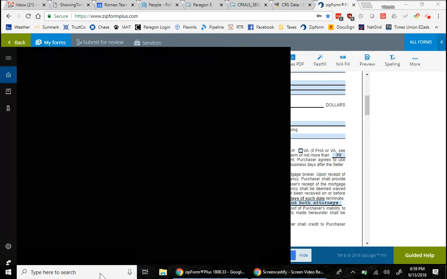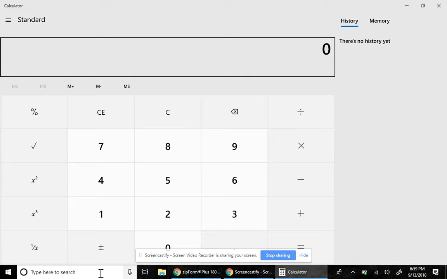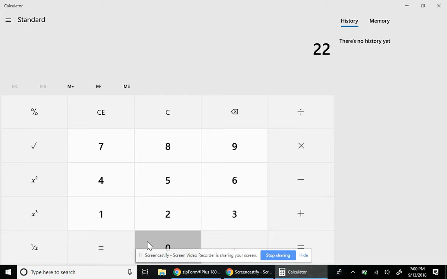Say they're doing a conventional loan with 5% down, and they're allowed a 3% seller concession, which the buyer would like to do. They want to offer the seller $220,000, but they want to roll their closing costs into that on top of that. So how do we calculate that? A little bit of algebra. $220,000 is what we're offering to the seller.